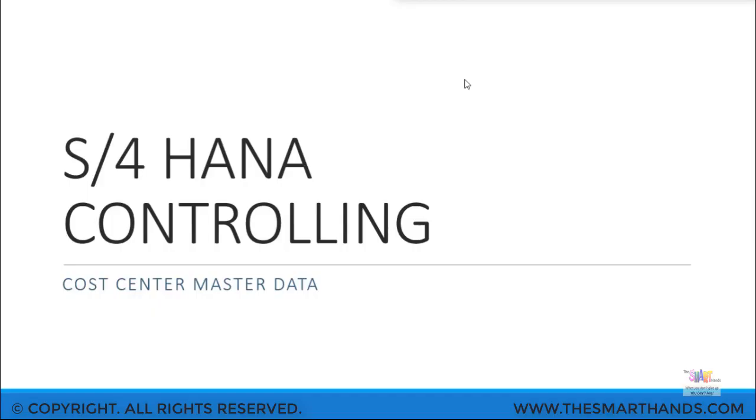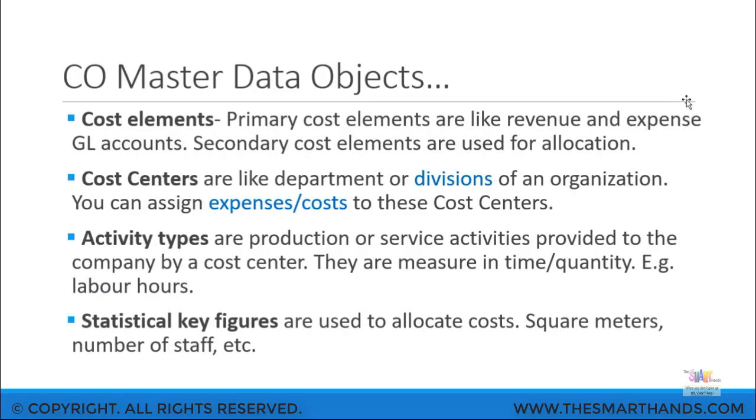In this presentation, we'll look at cost center master data. Let's look at some of the master data objects in S4HANA controlling. One is cost elements. With cost elements, you get two categories: primary cost elements and secondary cost elements. Primary cost elements are like your revenue and expense accounts. Your secondary cost elements are the ones which you use for allocation.